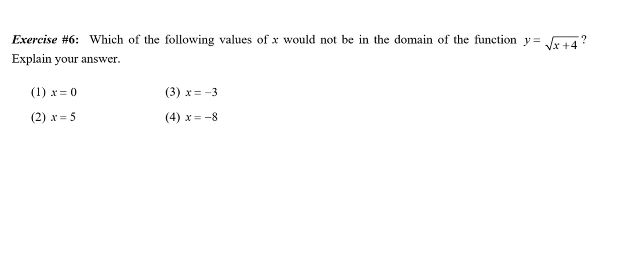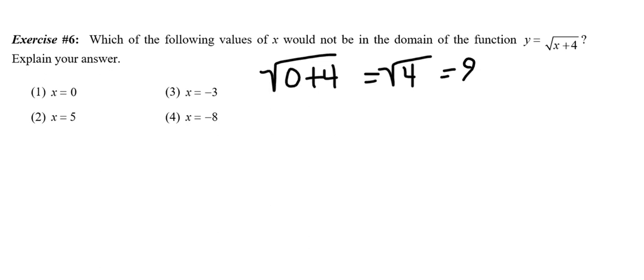Exercise 6, and the last one for today. Which of the following values of x would not be in the domain of the function y equals square root of x plus 4? Explain your answer. So I'm going to just plug in each one of those values to see if you get an answer. So if x equals 0, I have square root of 0 plus 4. 0 plus 4 is 4, so square root of 4 is 2. So that checks out.